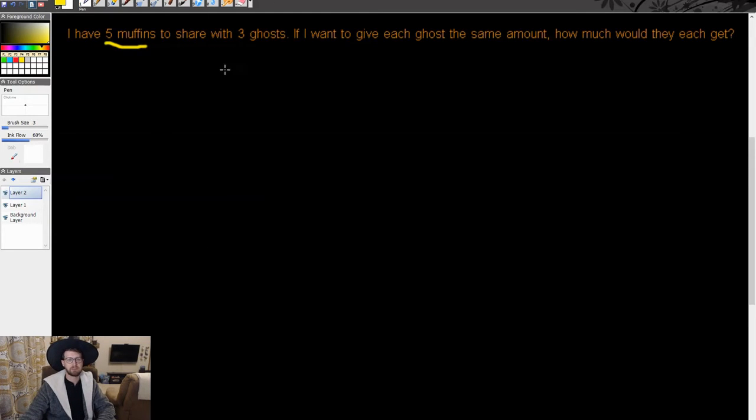So I have 5 muffins to share with 3 ghosts. So, sharing 5 things with 3 things. If I want to give each ghost the same amount, how much would they each get? We've done our read step, and we're looking for a smaller number. We're looking for a part. We're not looking for a total. We know our total, 5 muffins. We're looking for a part. So I can tell that I'm passing something out here. I am dividing. Our next step is to draw.